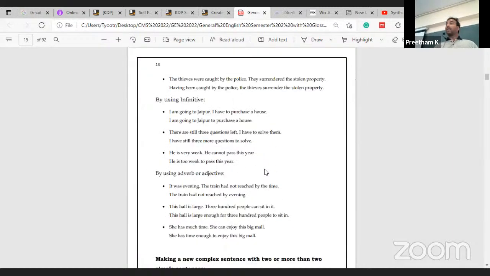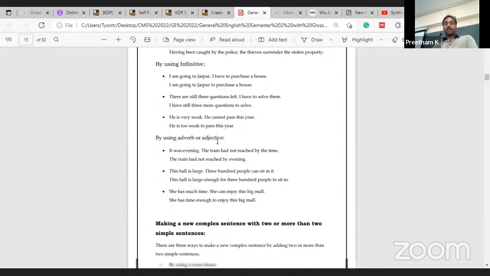The next part, by using infinitive. Infinitive refers to to plus the base form of the verb. We say to-infinitive. I am going to Jaipur. I have to purchase a house. Two different sentences. How are you going to combine them using an infinitive? I am going to Jaipur to purchase a house. Which is the infinitive here? To plus the base form of the verb, I said. It's to purchase.